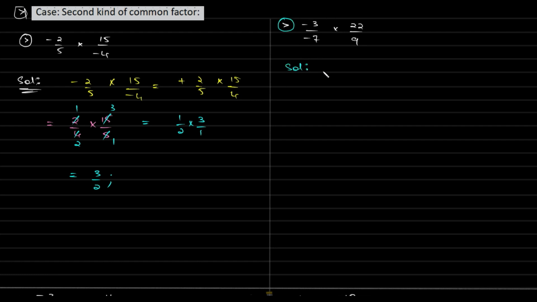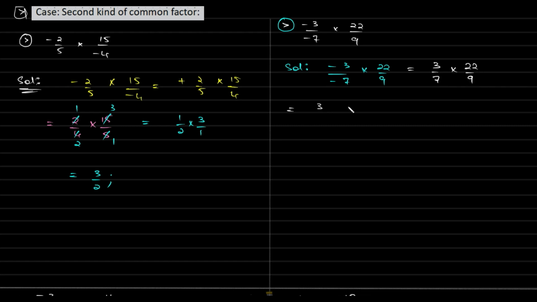Next solution. Negative 3 by negative 7 divided by 22 by 9. So first thing is signs. Negative divided by negative is positive. 3 by 7 into 22 by 9. Now 3 and 7 are co-prime, 22 and 9 are co-prime. 3 and 9 are not co-prime, 7 and 22, well, they are co-prime.